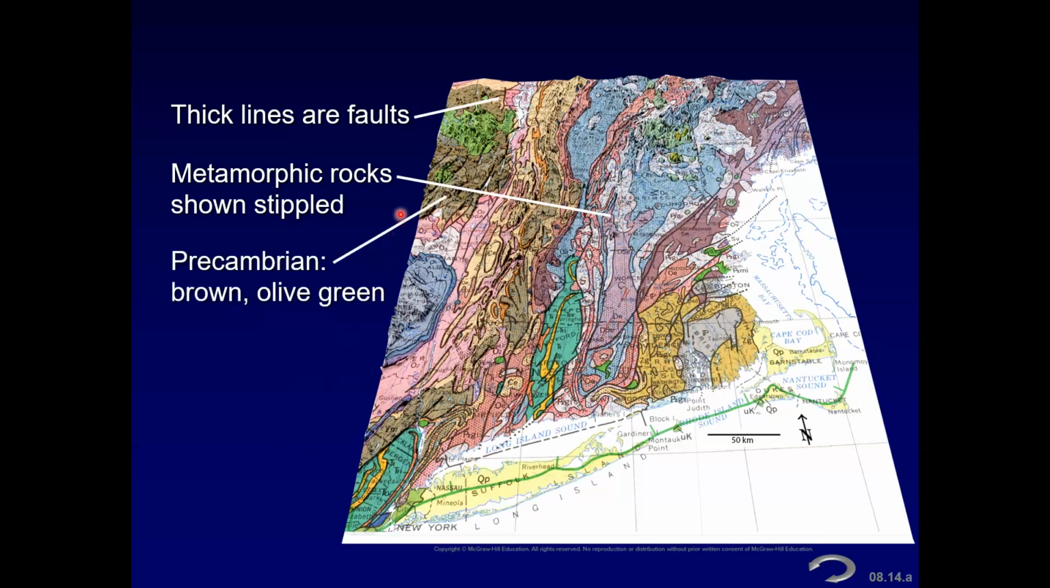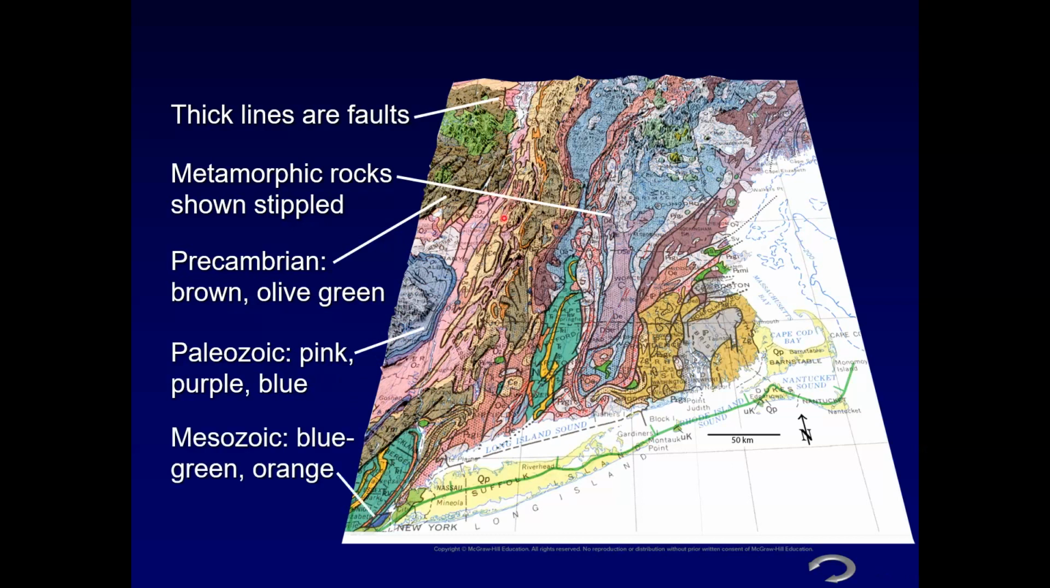Our oldest rocks are like Precambrian. Those are brown, olive green in color. Bit younger would be Paleozoic, denoted in pink, purple, and blue. And then Mesozoic, even younger, blue, green, and orange.